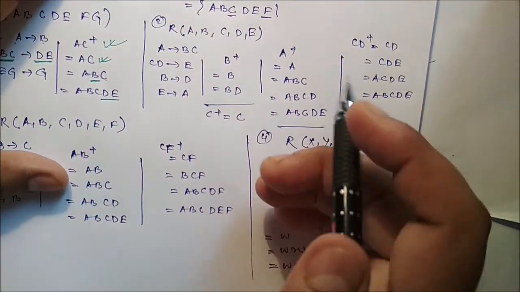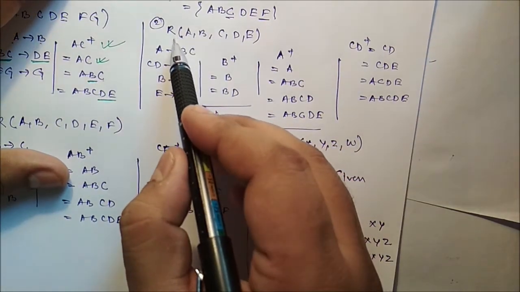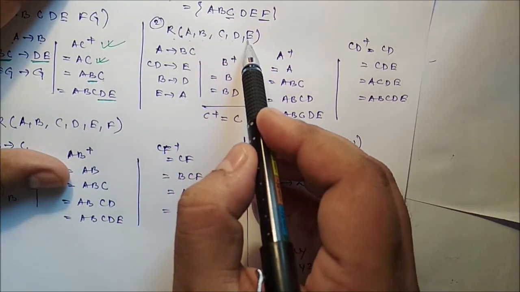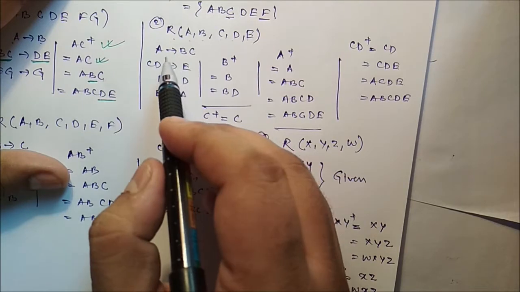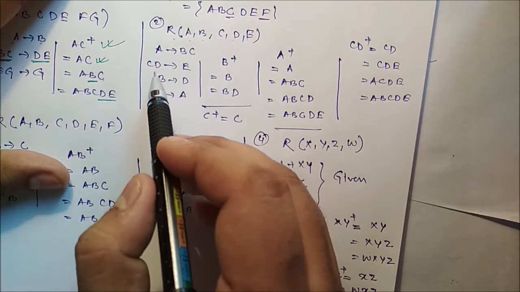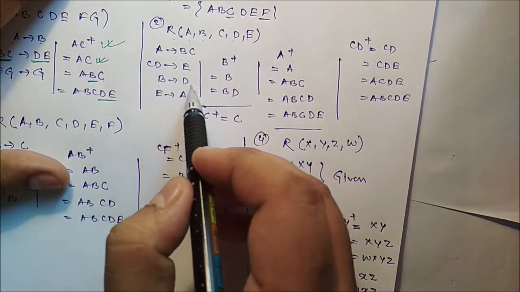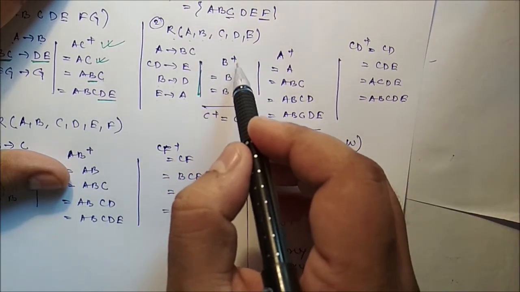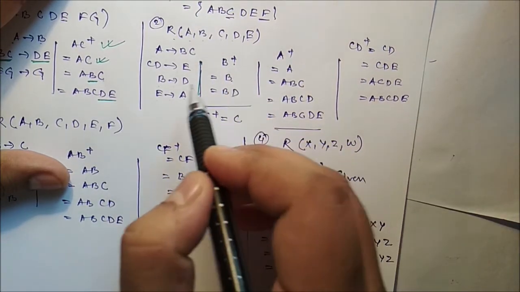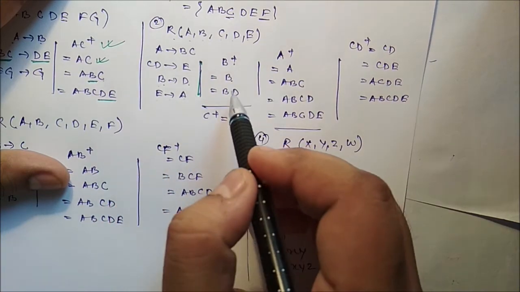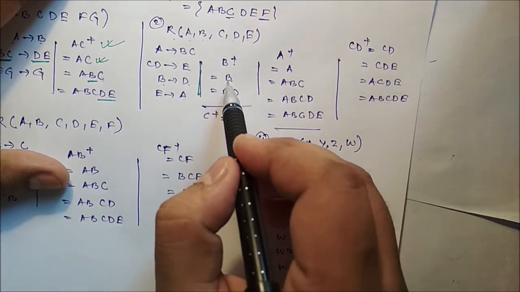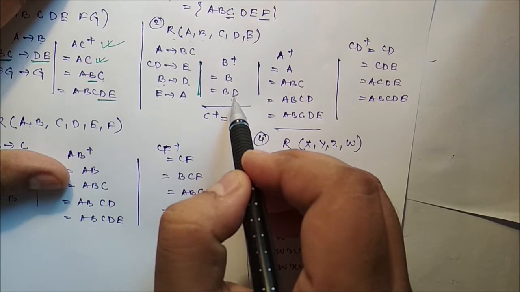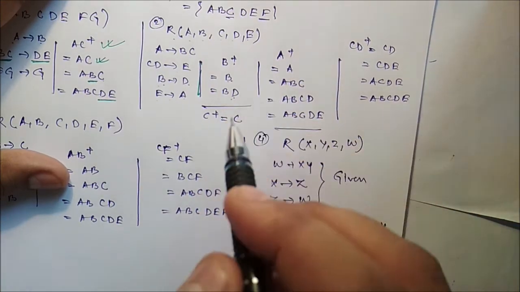Now we can see here the table has attributes A, B, C, D, E, and the given FDs are A → BC, CD → E, B → D and E → A. Now what will be the closure? Now B closure: using B you can identify B, and if you identify B you can identify D. So that is BD. And after that we cannot do anything.